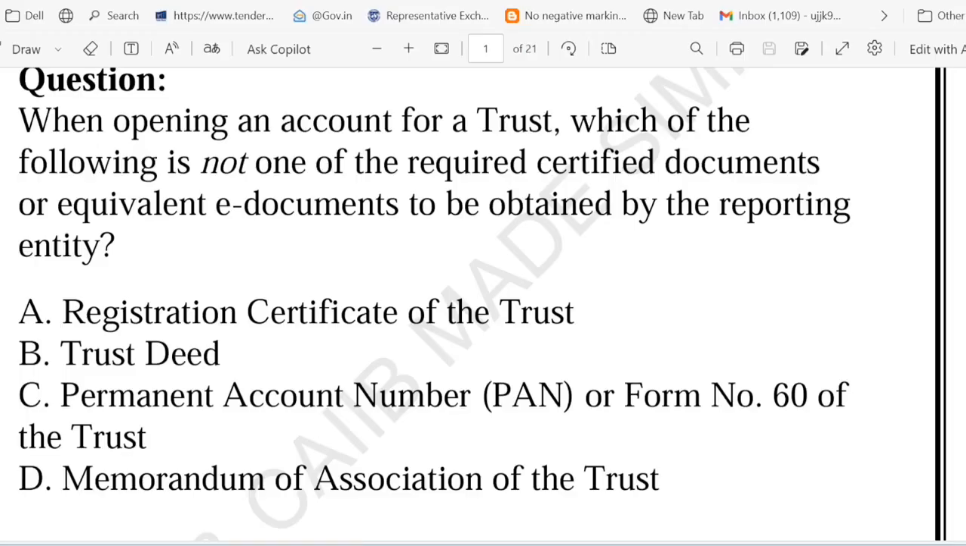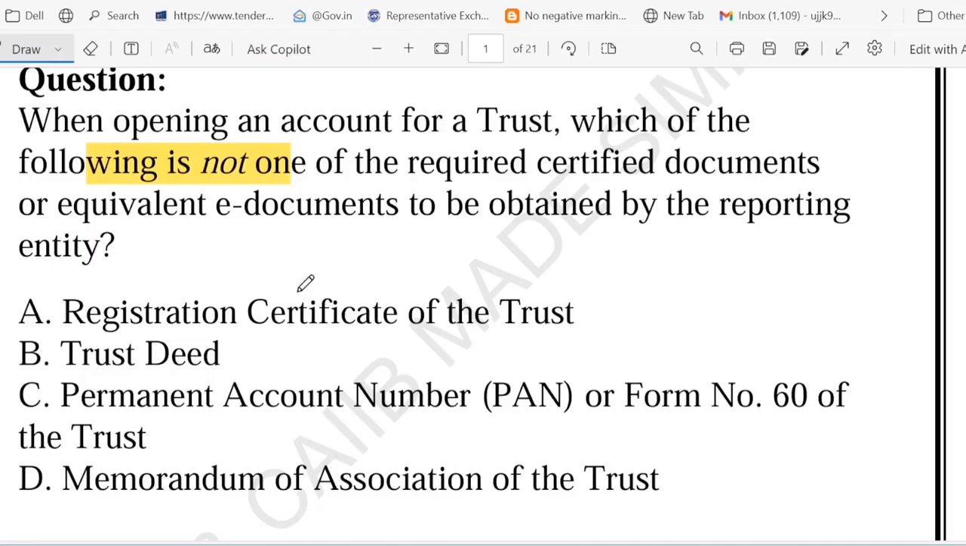Option A, registration certificate of the trust. So remember, which of the following is not? This is the keyword, right? Let me highlight it. So option A, registration certificate for the trust. Option B, trust deed. Option C, PAN or Form 60. And option D, memorandum or articles of association of the trust. So let's look at each and every option.